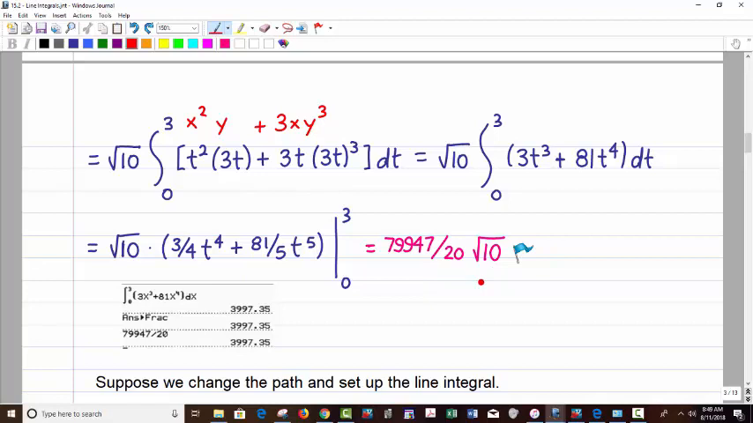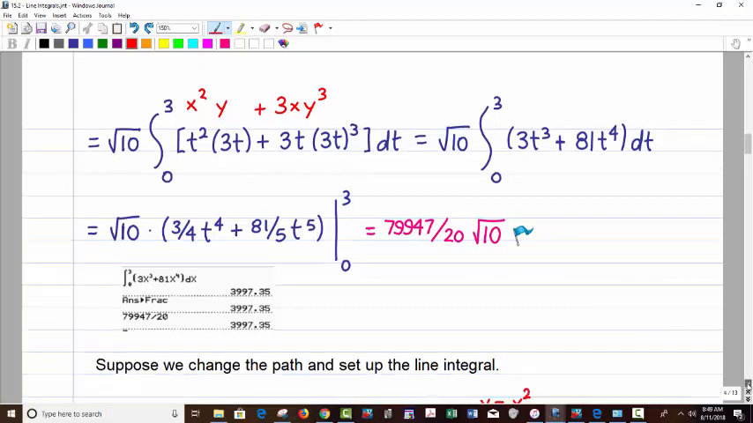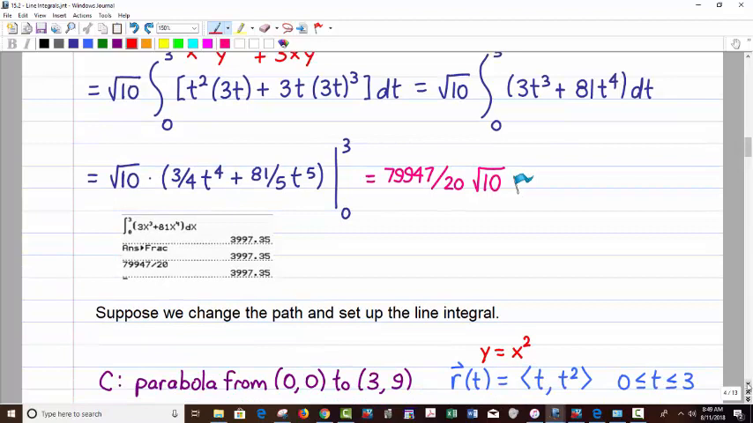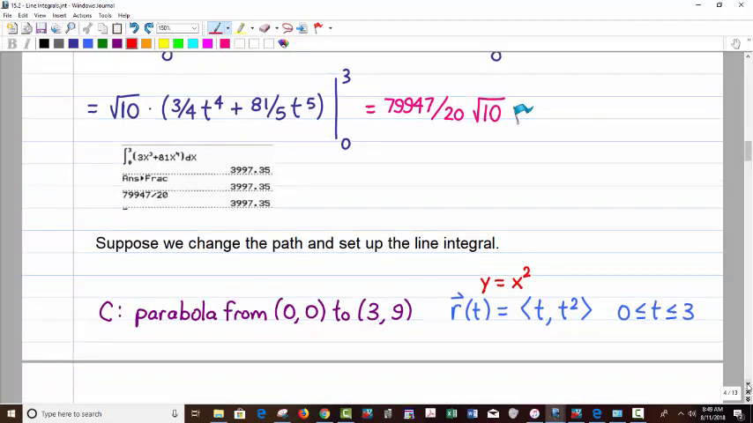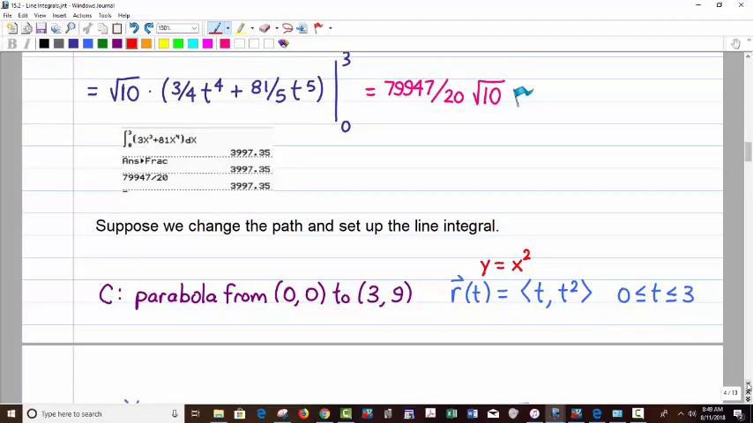You might be thinking these line integrals seem kind of weird. One application is you can find the mass of a wire by using a line integral. And we're also going to use line integrals to find the work of a vector field here in just a minute.